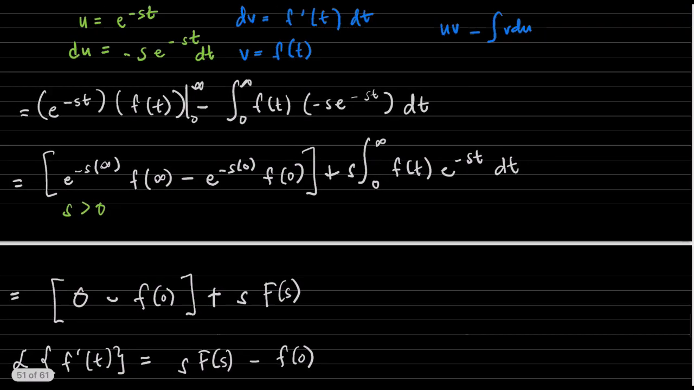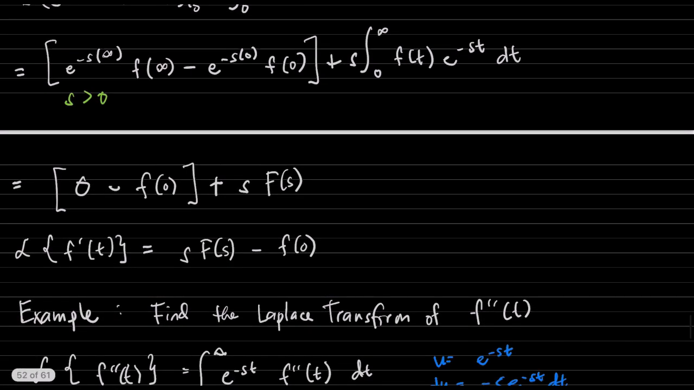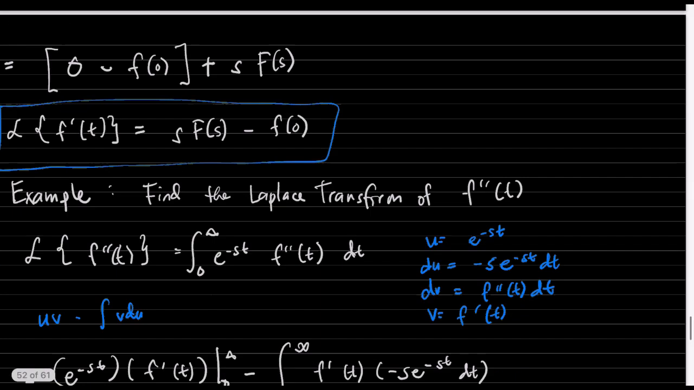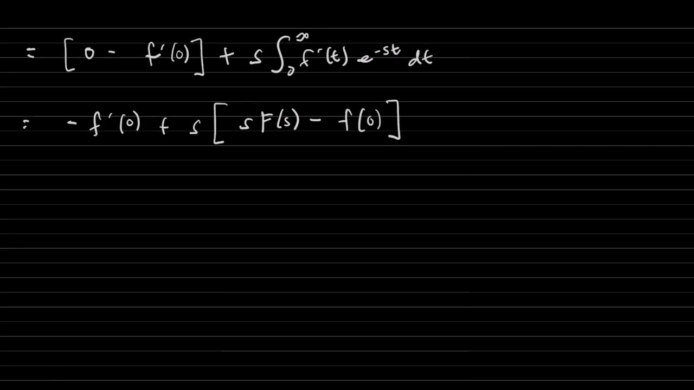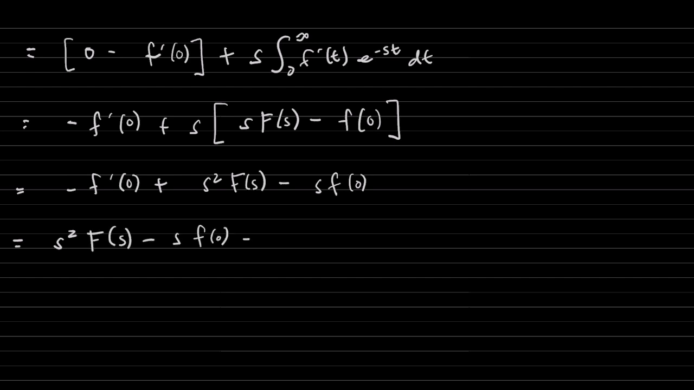Let's check. So siya ay, lagyan natin box. So f prime of 0, f of 0 lang, no? So pwede natin i-distribute ngayon yung s, which is minus f prime of 0 plus s squared F of s minus s f of 0. And then i-arrange natin siya in terms of decreasing s na degree. So s squared F of s minus s f of 0 minus f prime of 0.